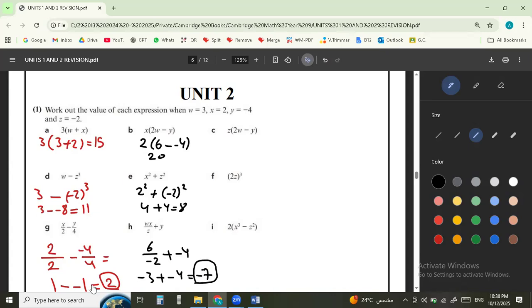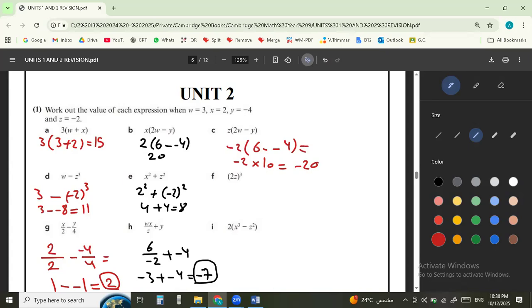The last column, Z, which is negative 2, multiplied by 2W, which is 6. 2 times W, 2 times 3 is 6, minus. Y is negative 4, so minus negative 4 equals negative 2 times 6 plus 4, 10, which is negative 20.